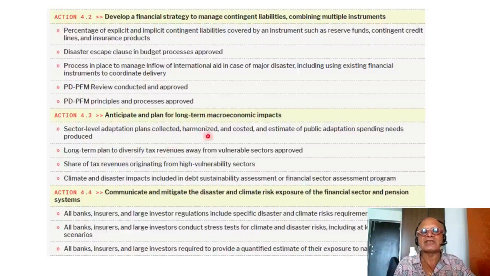Sector level adaptation plans collected, harmonized, and costed. An estimate of public adaptation spending needs are produced. Long-term plan to diversify tax revenues away from vulnerable sectors is approved. So we talked about sunrise and sunset sectors and how to facilitate the transitions of both. Here we are talking about vulnerable sectors. Could be fisheries, could be agriculture, could be coal, for example, and so on. Share of tax revenues originating from high vulnerability sectors is mapped out. Climate and disaster impacts included in debt sustainability assessment or financial sector assessment program.